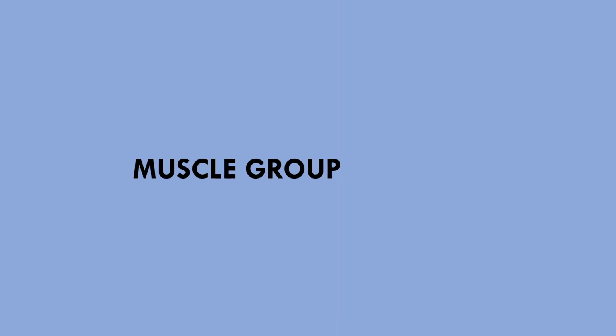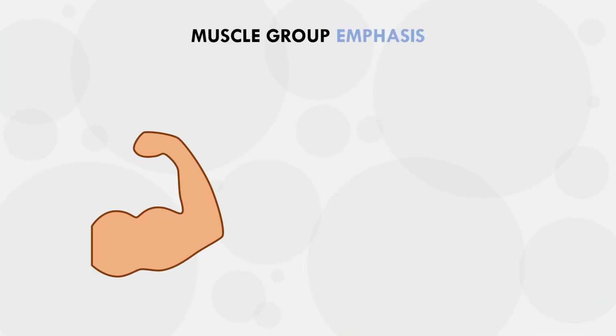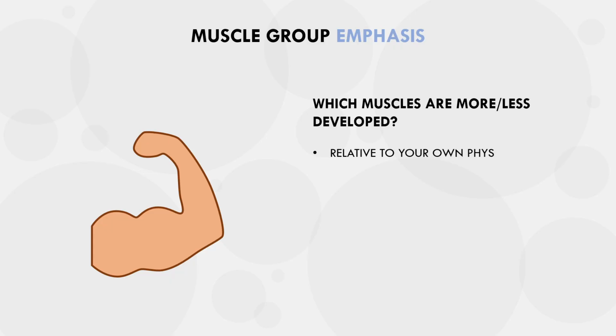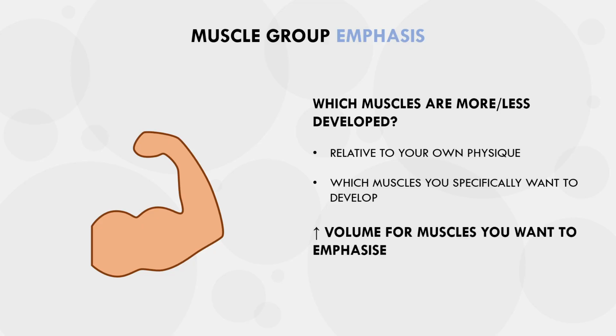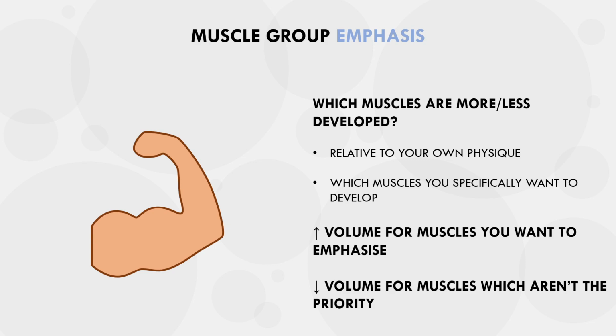Another practical consideration when selecting a training split is which muscles you want to emphasize and which muscles are not as important to develop. This is individual for each lifter, based on which muscles are currently more or less developed relative to the rest of your physique, and which muscles you specifically want to emphasize. So for the muscles we want to emphasize, we should perform more volume for them, and for the muscles that aren't as important to develop, we don't need to spend as much time and energy training them. This will influence the training split we implement because we may want to train certain muscles more or less frequently based on their priority in our training program.